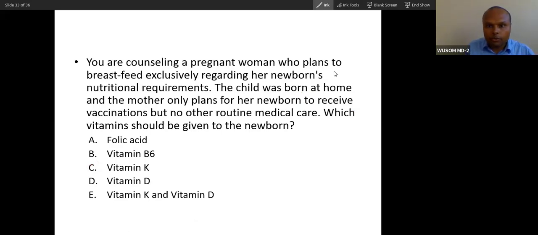Counseling of a pregnant woman who plans to breastfeed exclusively regarding her newborn's nutritional requirements. The child was born at home, and the mother only plans for her newborn to receive vaccination but no other routine medical care. Which vitamin should be given to the newborn as soon as possible? K and D? Yeah, K. Vitamin K should be given, not D. See the terminology: newborn, not infant. It is not written infant, okay? Newborn. Vitamin K is given as soon as the baby is born.